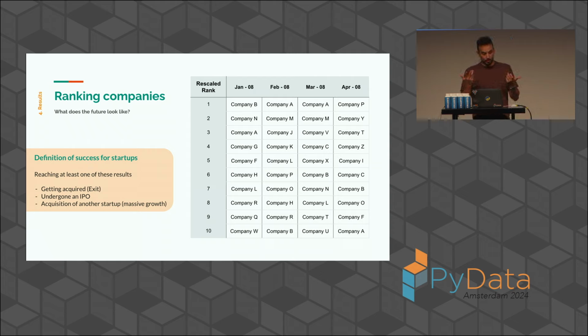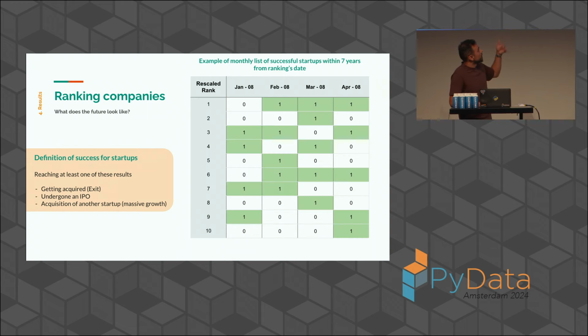The three conditions are: it gets acquired, so it has done an exit; or it goes public, which means it underwent an IPO; or it showed significant growth and managed to acquire another company as well. Then we can replace the names of companies with a simple binary value, 0 and 1. I guess you might imagine what the 1 and the 0 represent in this case.